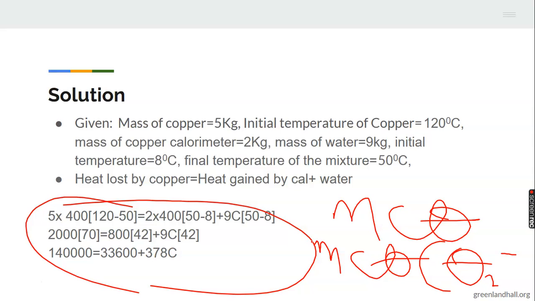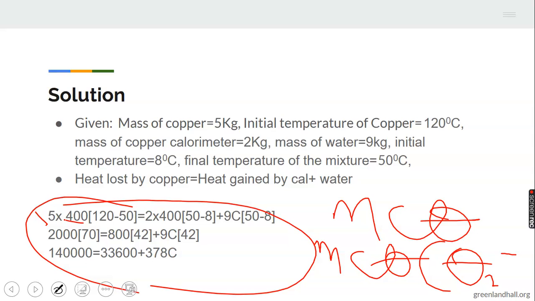So the first thing I'm going to consider here is the heat lost by copper. Heat lost by copper is going to be given as what? mcθ. That is the mass of copper, which is 5 kilograms, times the specific capacity of copper, which is 400, times the change in temperature. The copper drops in temperature from 120 to 50. So we calculate the change in temperature: 120 minus 50. That equals the heat gained by the calorimeter.